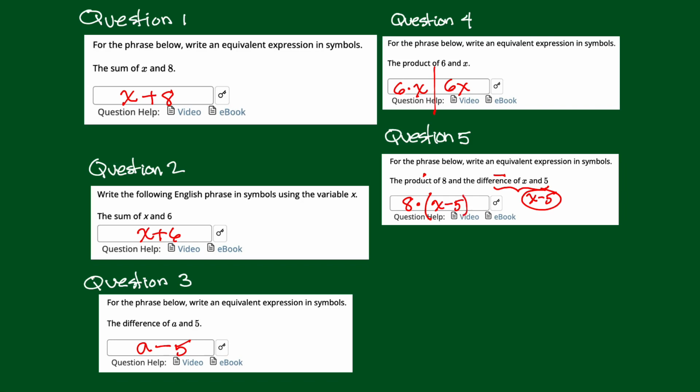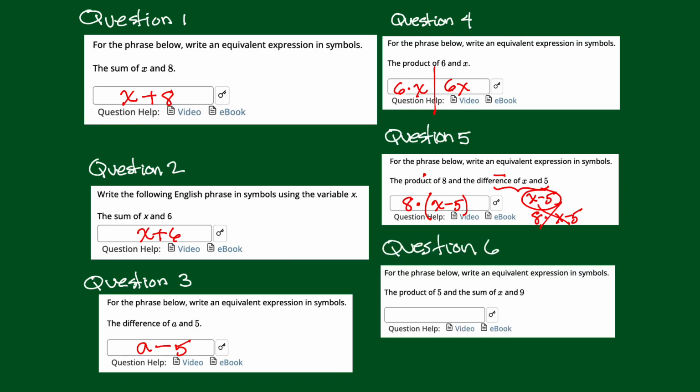So can you see this? I've got the product of 8 and x minus 5. Now I want to be careful. I'm not going to write it like this, 8 times x and then minus 5, because in this case I just capture the product of 8 and x, and then the 5 is subtracted at the end. So not this one. This is not what we want.